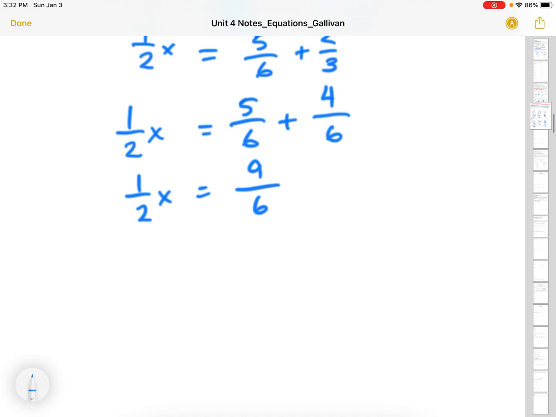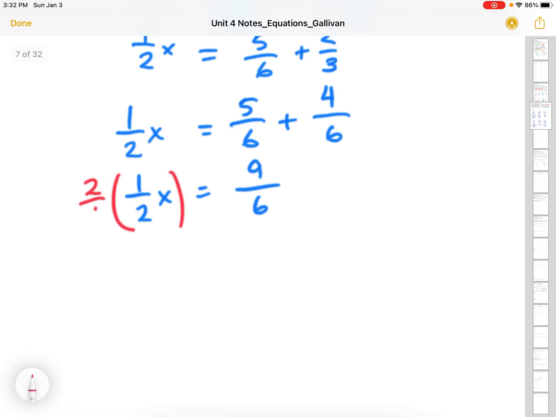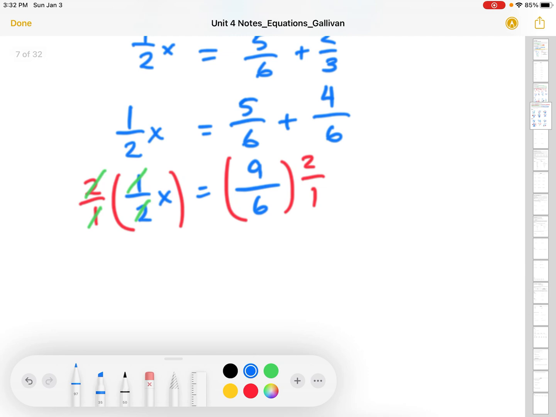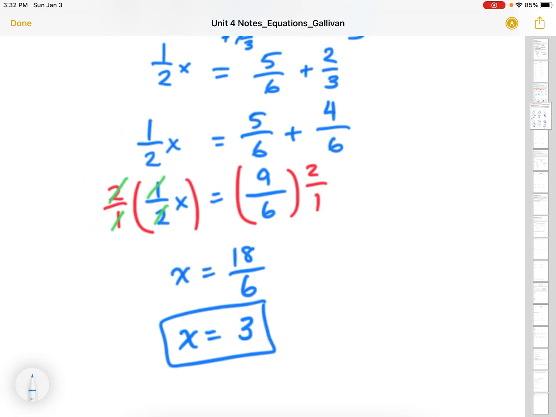Now I can leave it like that. And the next step is I want to get rid of the 1/2. So I'm going to multiply this by 2 over 1, basically multiplying by the reciprocal. On this side, 2 divides out with 1, and 1 divides out with 1. So I will get x is equal to, well, I'll get 9 times 2, which is 18, over 6, so x will equal 3.